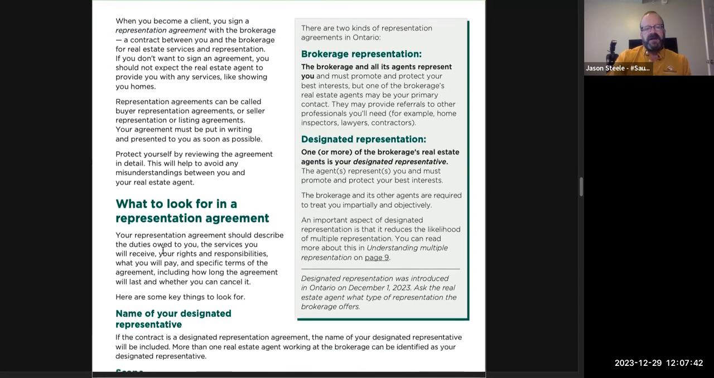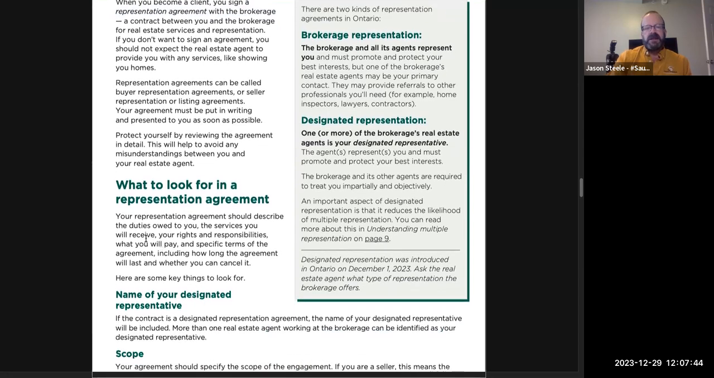Now, what to look for in a representation agreement: your representation agreement should describe the duties owed to you, the services you will receive, your rights and responsibilities, what you will pay, and specific terms of the agreement, including how long the agreement can last.